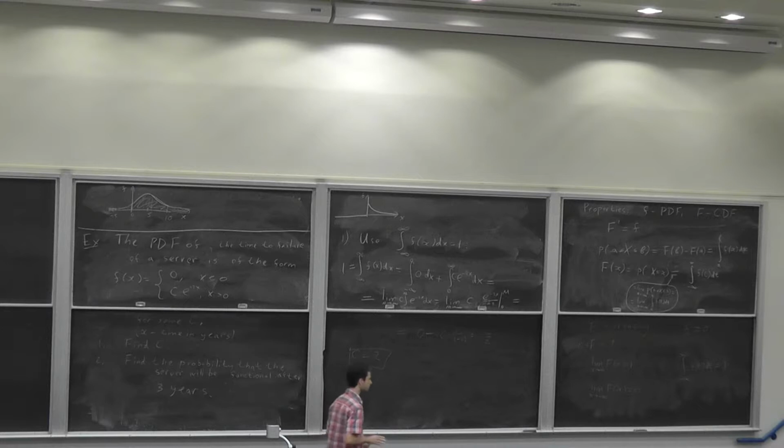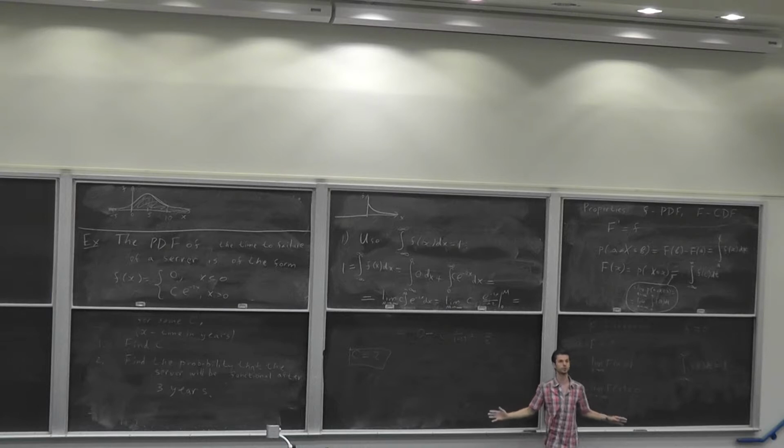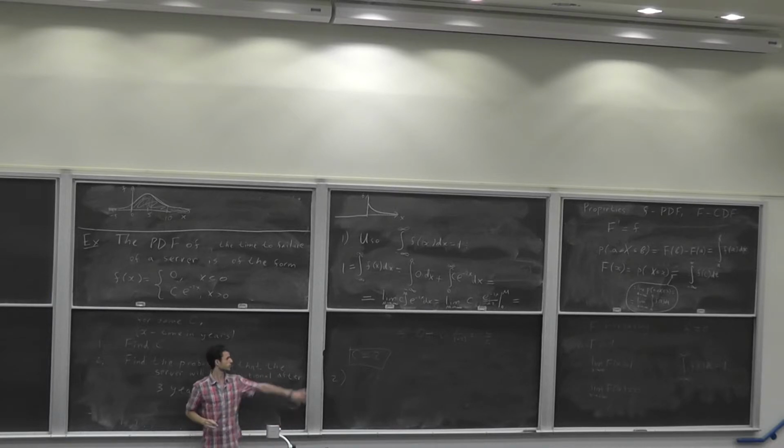Once again, if you almost know the function, but you have a parameter in this function, to find this parameter you just use the fact that the overall area under the graph of the density function, the overall probability, must be equal to 1. Questions about this computation?